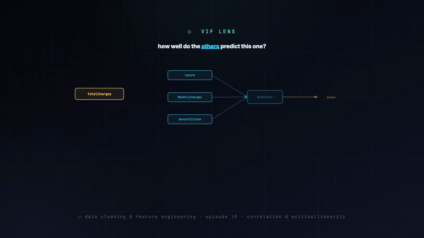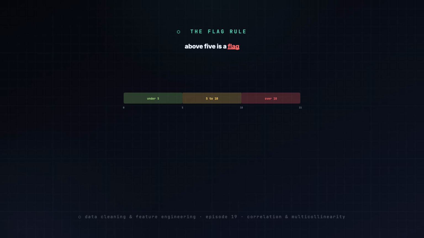Multicollinearity can hide across three or more. So we use VIF, variance inflation factor. For each column it asks how well can all the other columns predict this one. A high VIF means the rest of the table already knows this column. It is redundant. Rule of thumb, above 5 is a yellow flag, above 10 is a red one. The fix is usually to drop one of the twins.